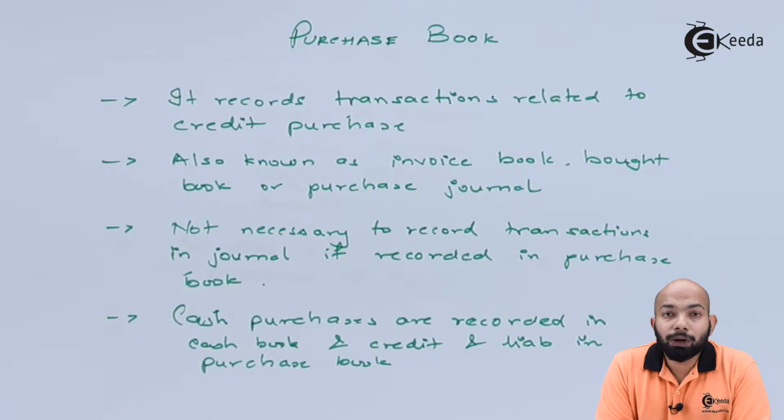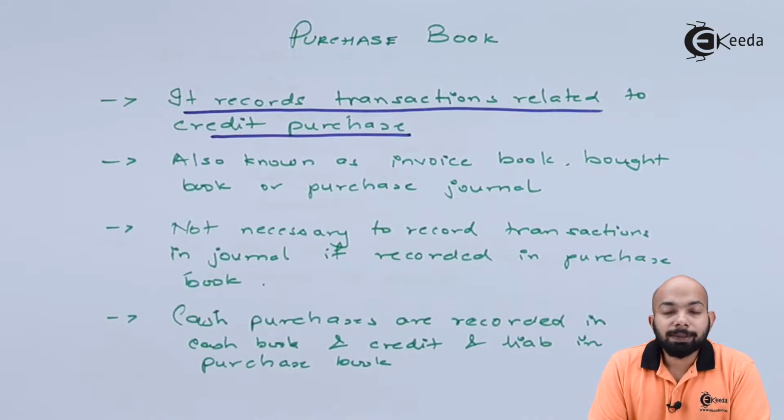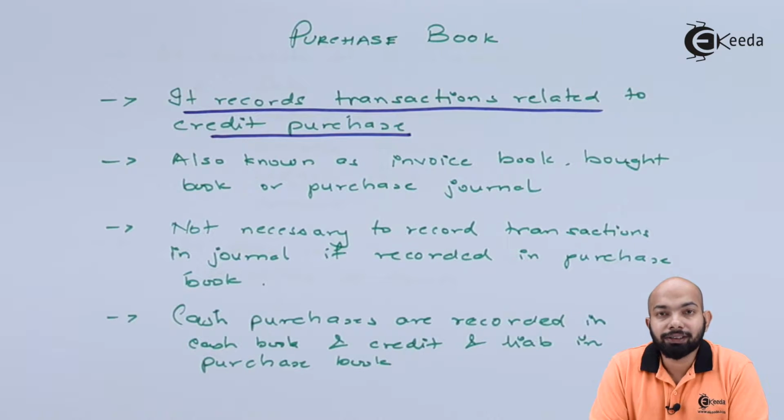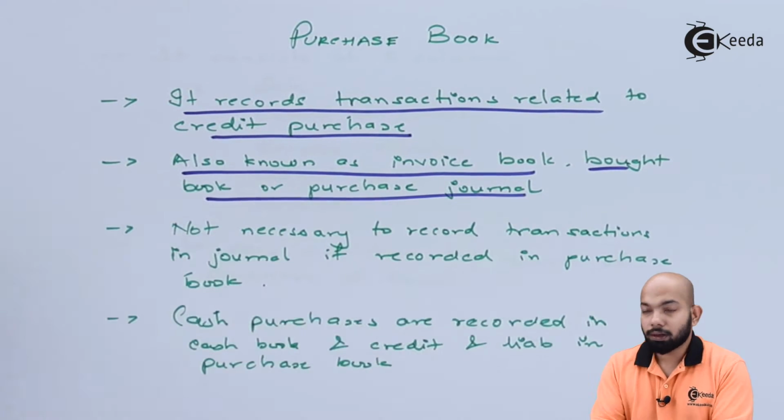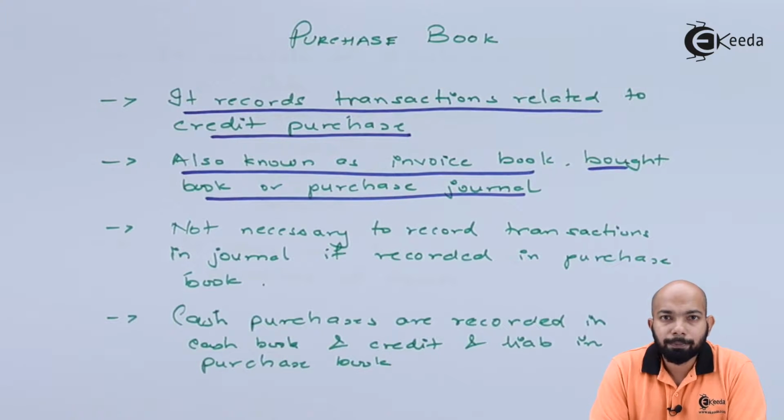We have mentioned certain points regarding this. Let's go ahead and note it down for your reference. This purchase book records transactions only related to credit. Hence, when we talk about credit transactions, it will be a part of the purchase book. The other names for this book are invoice book, bought book, or purchase journal. So if the question states to prepare an invoice book, a bought book, or a purchase journal, that means you have to prepare a purchase book itself. So these are the other names for it.